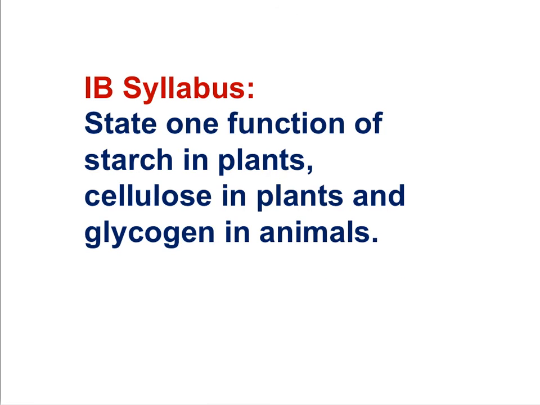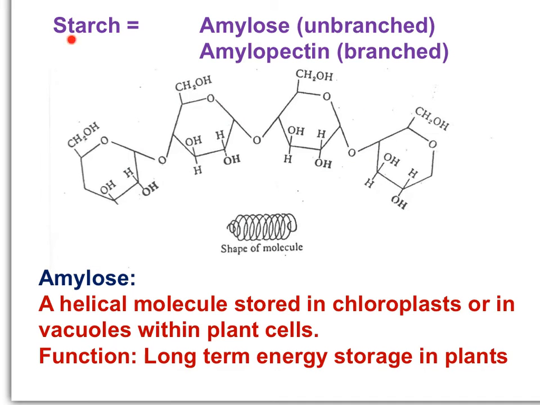So now let's focus our attention on polysaccharides, and here's an IB syllabus statement. State one function of starch in plants, cellulose in plants, and glycogen in animals. Starch includes both amylose, which is unbranched, and amylopectin, which is branched. This diagram is of amylose. Amylose coils into a helix, as you can see, and amylose is an energy storage molecule in plants.